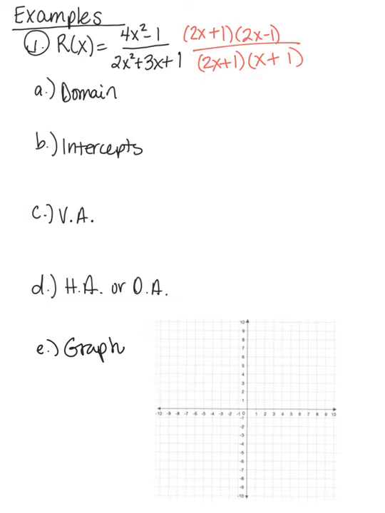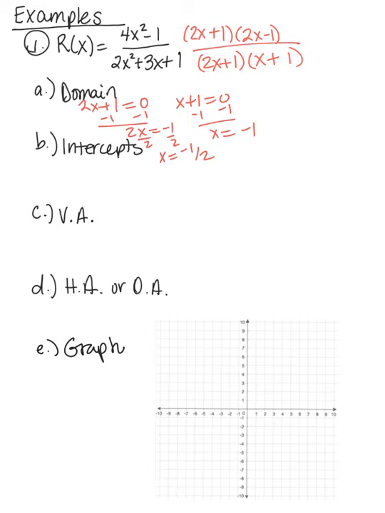So the domain is going to come from the denominator. We've got that 2x plus 1, and we're going to set that equal to 0. And we've got our x plus 1, which is also going to get set equal to 0. I'm going to solve each one of these. So I'll move my 1, divide by my 2. So x is going to equal negative 1/2. Subtract my 1 here. So x is going to equal negative 1.